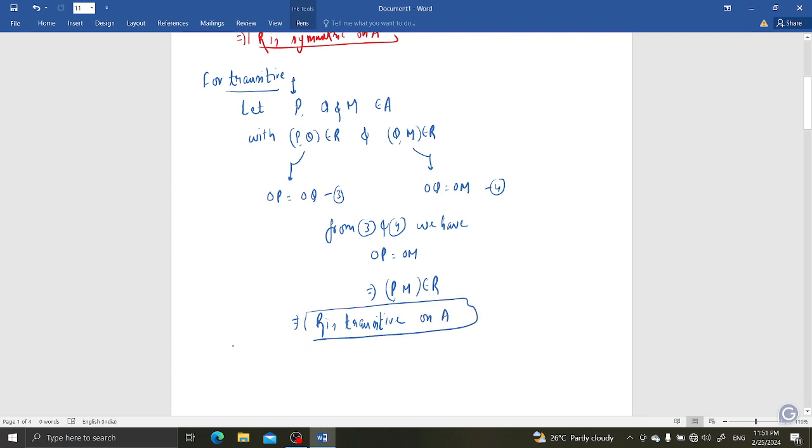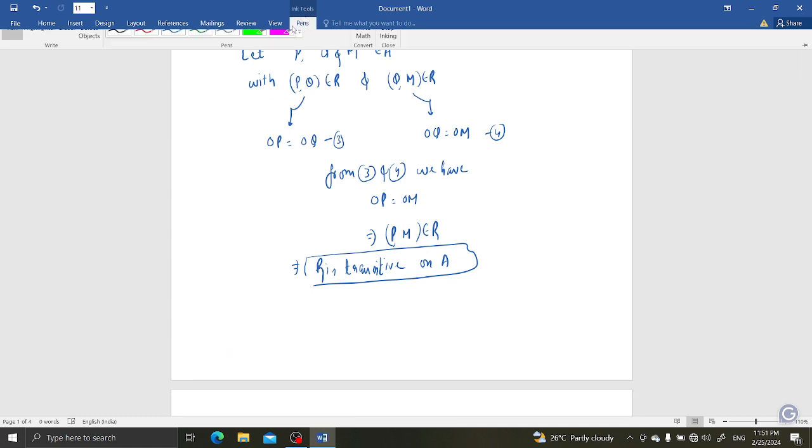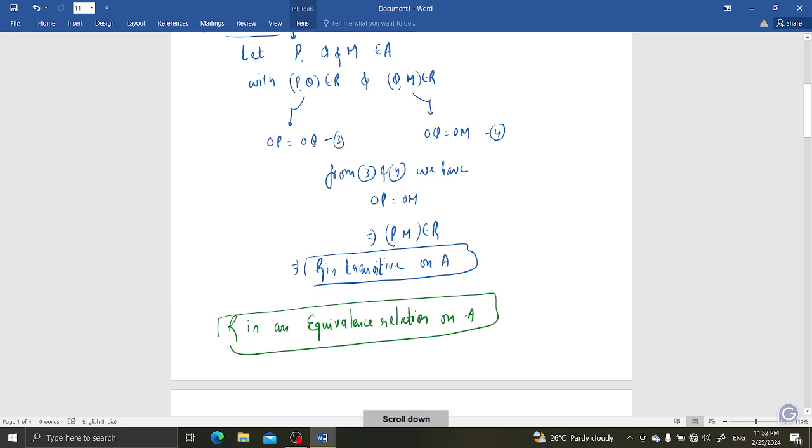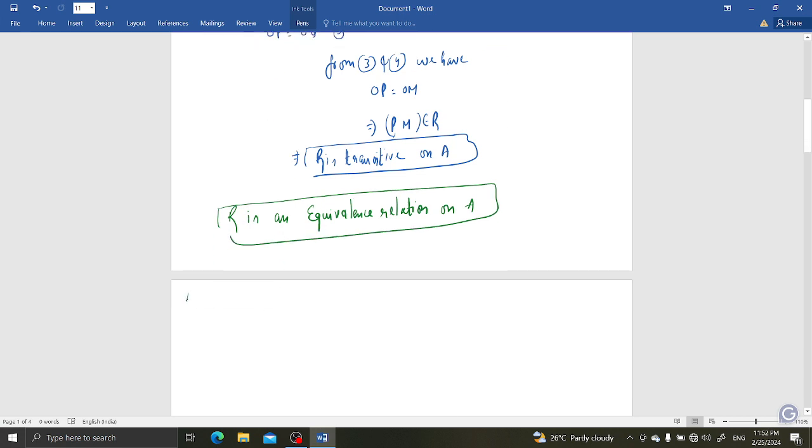Now here I can write the final answer: R is an equivalence relation on A. Okay, the first part is proved. Now the second part, the B part. What is the second part?